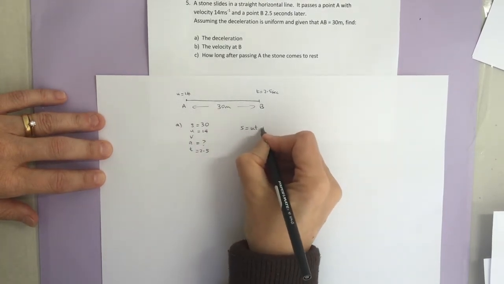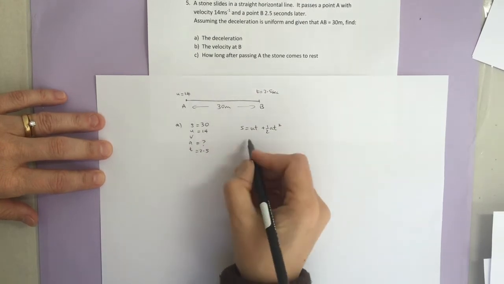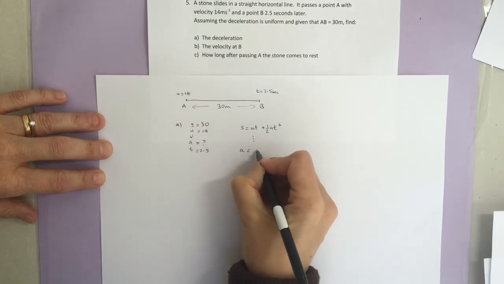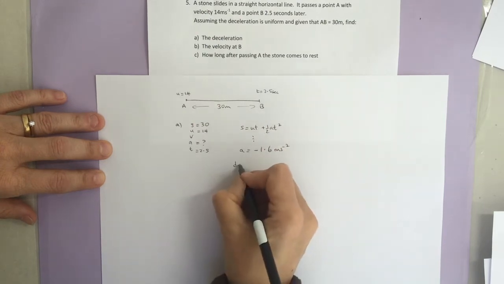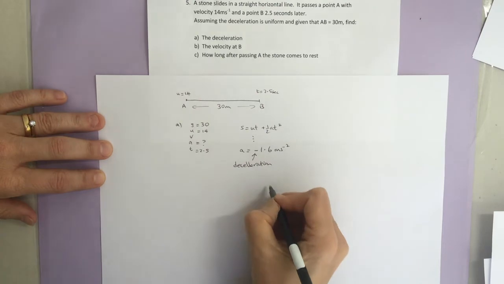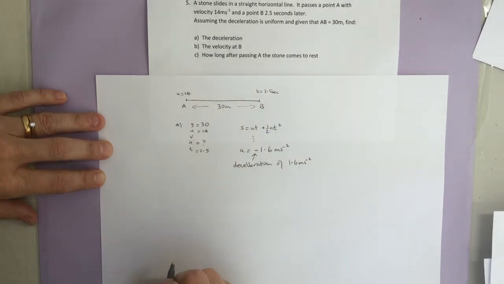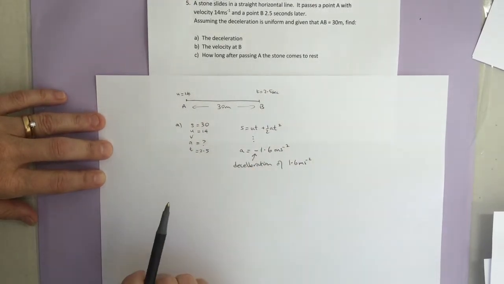So S equals UT plus a half AT squared. I'll let you do this, substitute these values in. You should end up with your acceleration is minus 1.6 meters per second squared. So that's deceleration, a deceleration of 1.6 meters per second squared. This thing's velocity is getting less. It's slowing down as it's going along the ground.